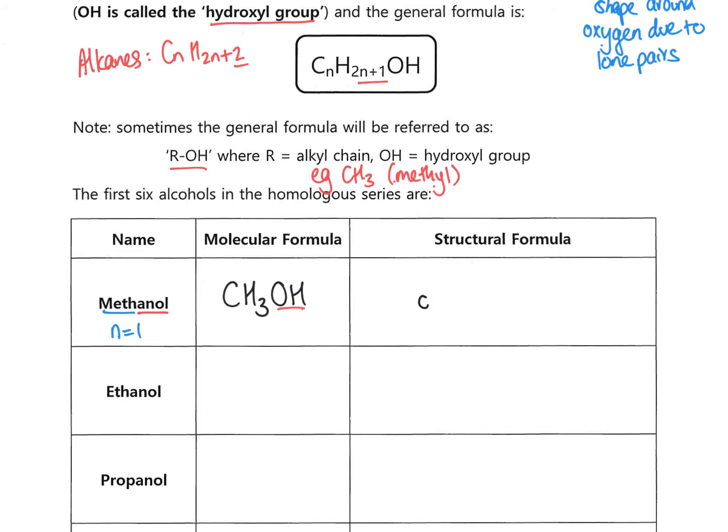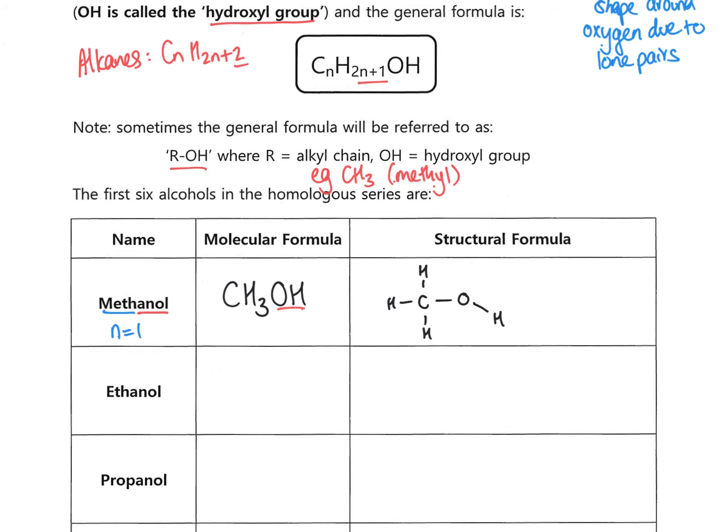So we've got our CH3 group. So that's carbon, single bonded to 3 hydrogens. Then we've got our O and our H. And again, notice the bent shape around the oxygen because of the lone pairs. Those oxygen atoms will have 2 lone pairs, which causes that bent shape around that oxygen atom. So do show that in your structural formula.